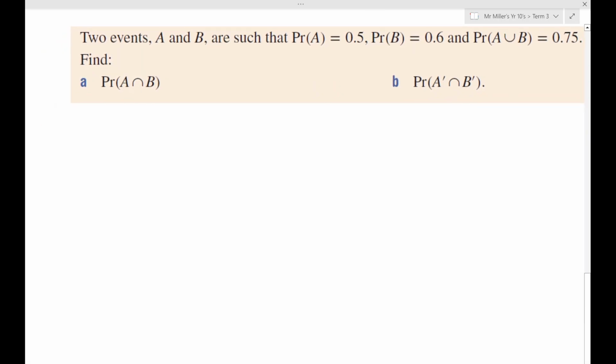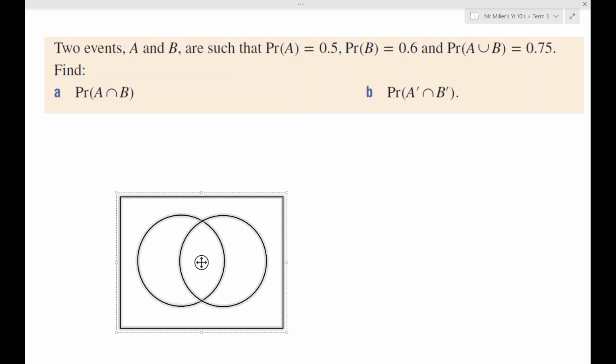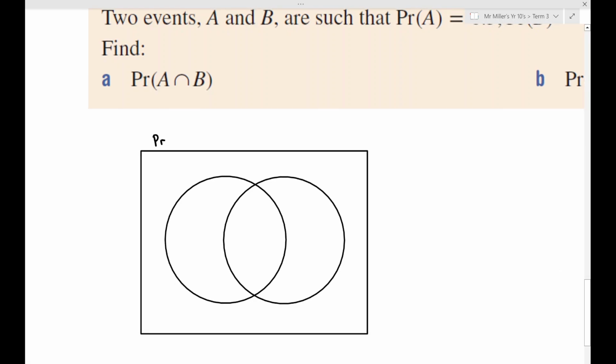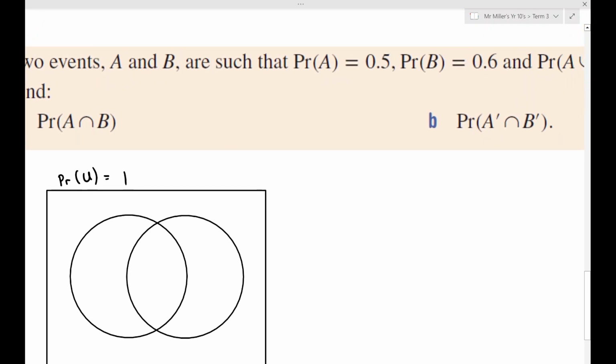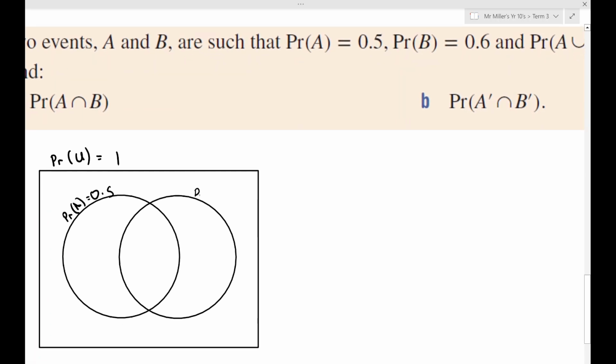Let's have a look at this next one. So here, we're just given some probabilities. And again, if we wanted to, we could draw out a Venn diagram, but we don't necessarily have to. But we're talking probabilities here, so I'm going to say that the probability that I select an element in my sample space is going to be 100%. That's going to be 1. We're talking probabilities in decimals, right? Probability I pick an event in A, that's got to be 0.5. And probability I pick an event in B, that's 0.6.